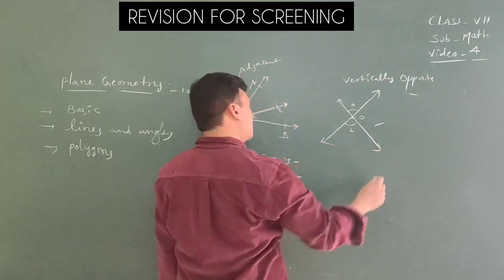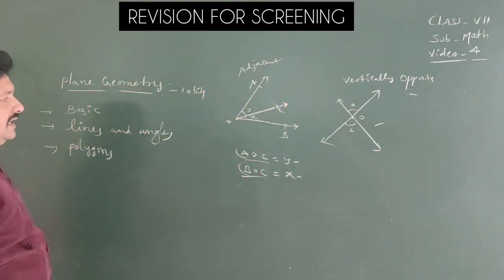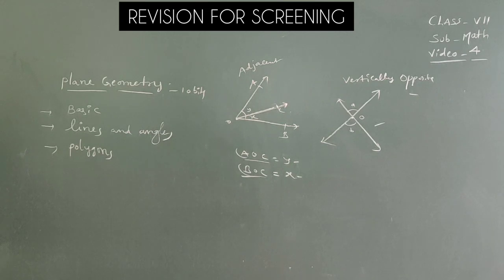And here one extra condition is that the lines intersect each other. For adjacent, there is no need of intersection. They have a common vertex and common arm, that is enough. For vertically opposite angles, when two lines intersect each other, they have a common vertex and no common arm.